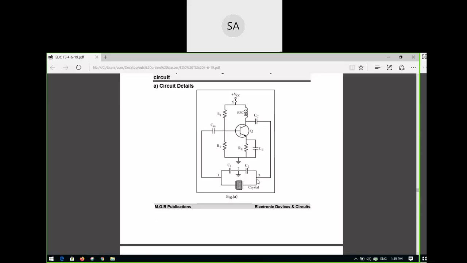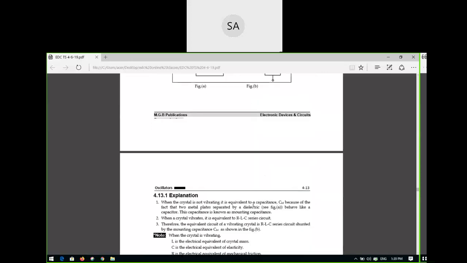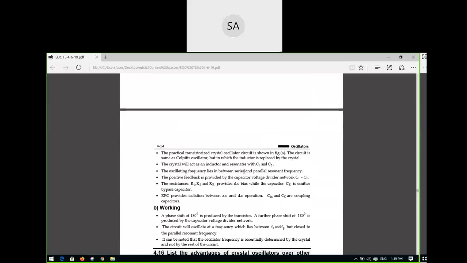So the equivalent circuit is the same. The Colpitts oscillator and the crystal oscillator circuits are the same, but the difference is that in the place of the inductor, you are just placing the crystal. The crystal will act like this equivalent circuit. How oscillation is generated is the same as in the Colpitts and Hartley oscillators: whatever type of feedback is given and the conditions obtained for the loop gain are the reason you get sustained oscillations.